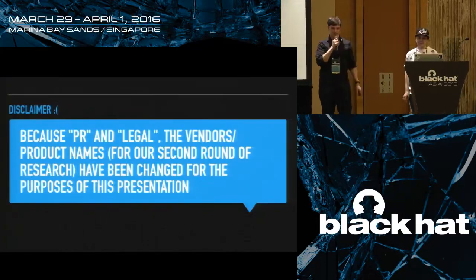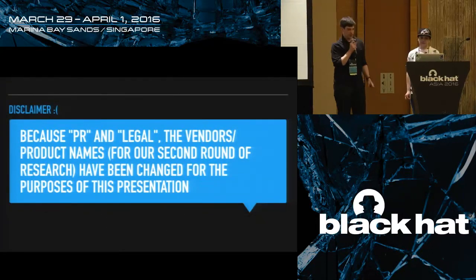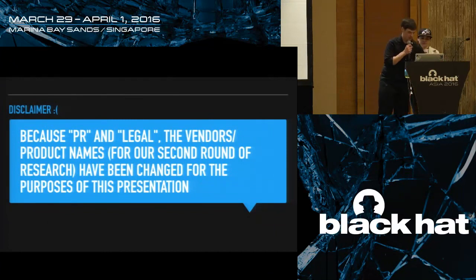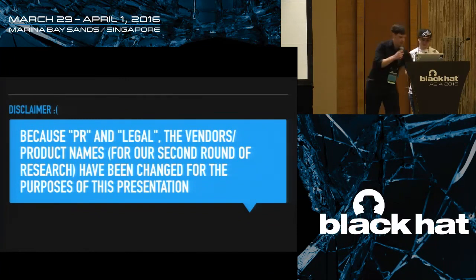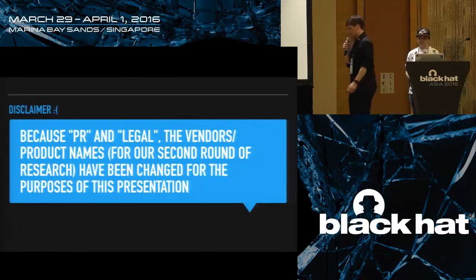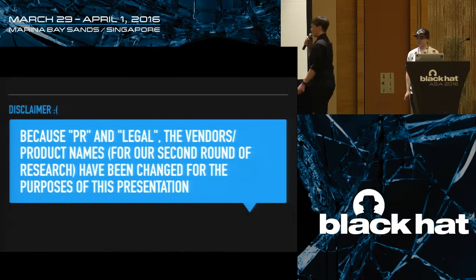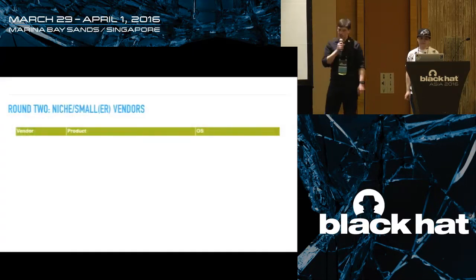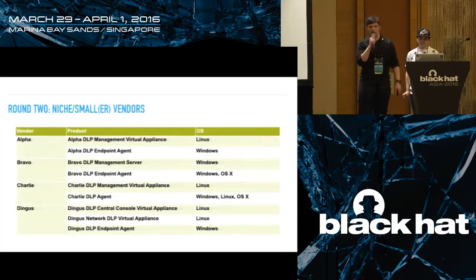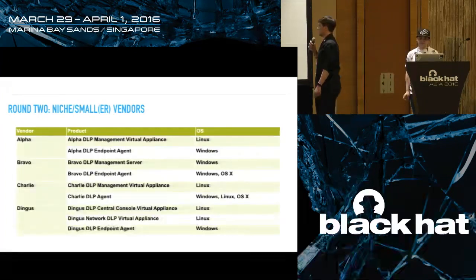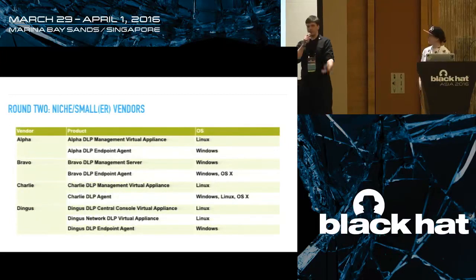So now on to the second round of targets. For legal reasons and PR reasons, and if my PR people are watching this, I'm very sorry, we had to change the names of the second round of vendors. So that's really all I'll say. So the second round of vendors, and this is before we get into the findings, we called them Alpha, Bravo, Charlie, and Dingus. So just so you know, we're going to refer to them as such.